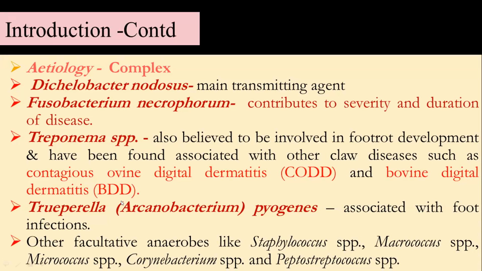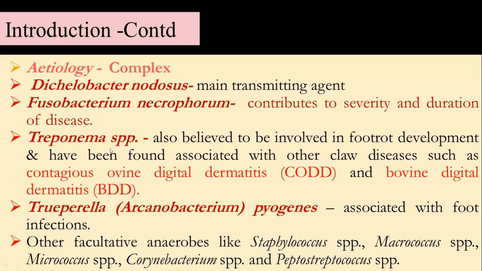And another bacterium is Trueperella pyogenes. Earlier, it was called Arcanobacterium pyogenes. It also helps in the survival of Fusobacterium necrophorum. It provides certain factors that improve the growth of Fusobacterium necrophorum, and we know that Fusobacterium necrophorum, along with D. nodosus, causes severe foot rot.